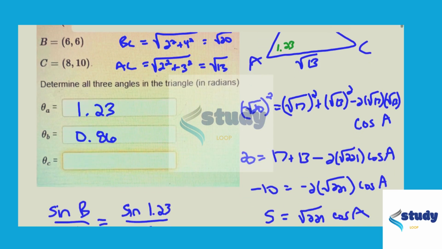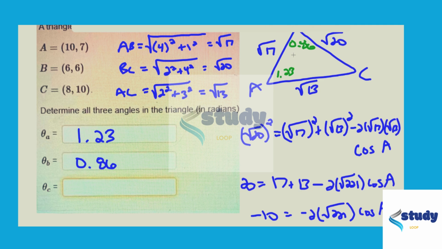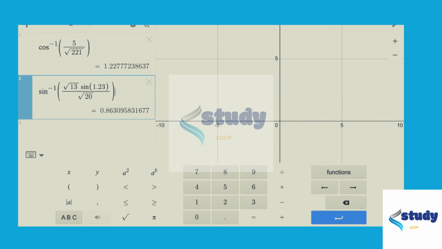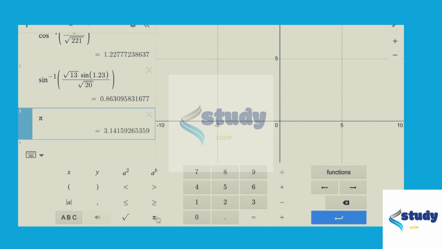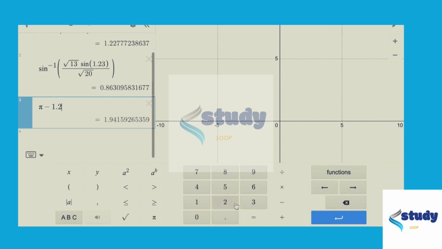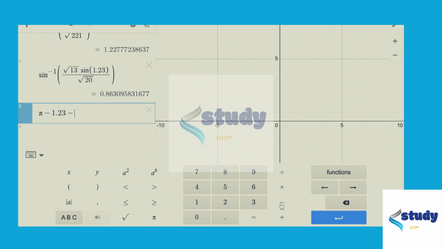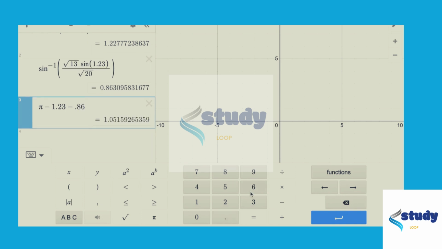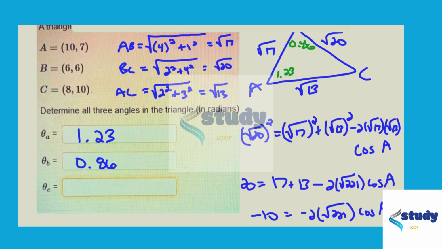And then you can do the law of sines again, or you could say there's pi radians in a triangle. And so we can just subtract from pi the 1.23 and 0.86 radians to get 1.05 for angle C to the nearest hundredth.